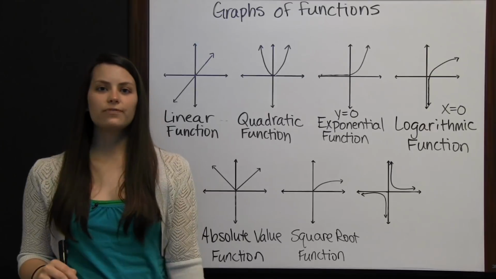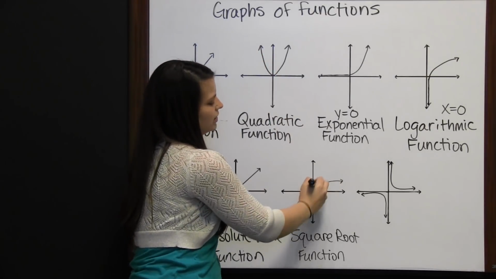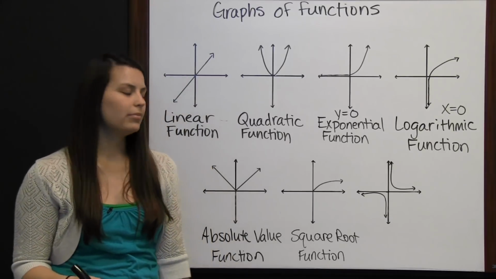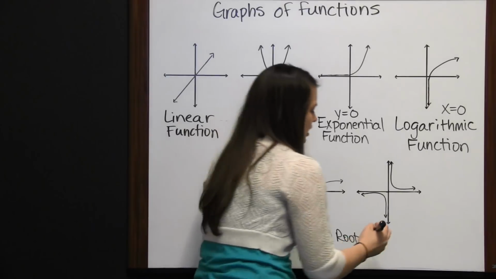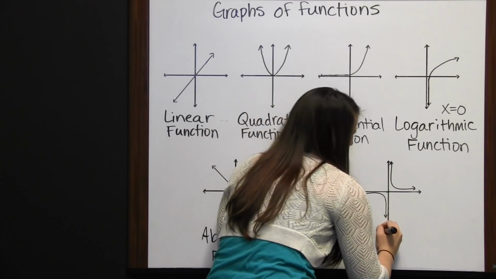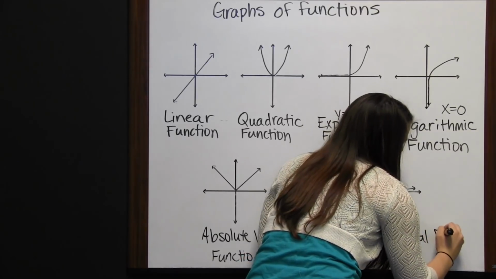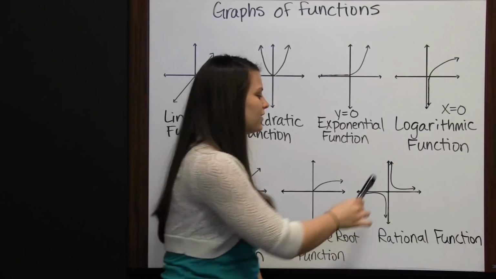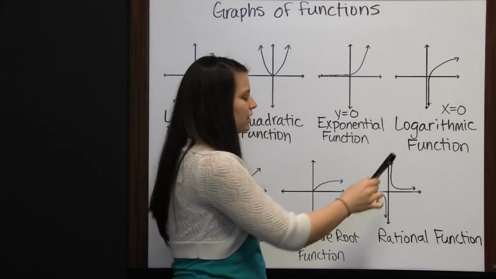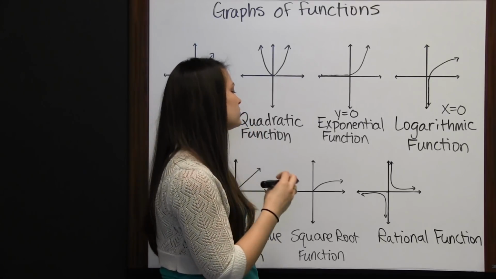And a square root function is a parabola turned on its side, and it's just the top half of the parabola turned on its side. And then the last function, this is the graph of a rational function. And rational functions have two branches, one in the first quadrant and one in the third quadrant.